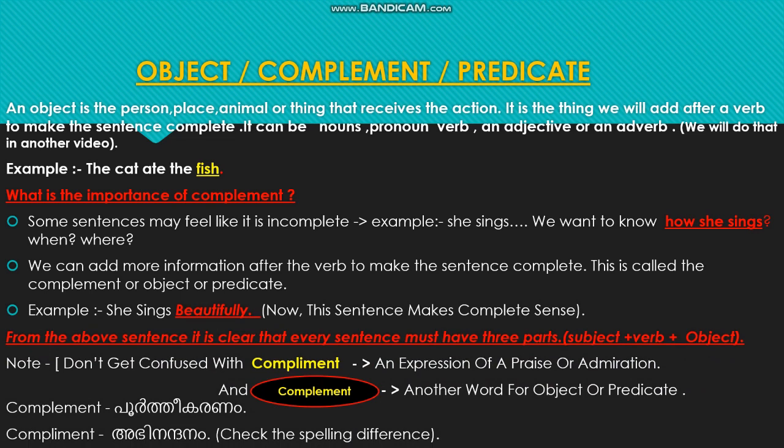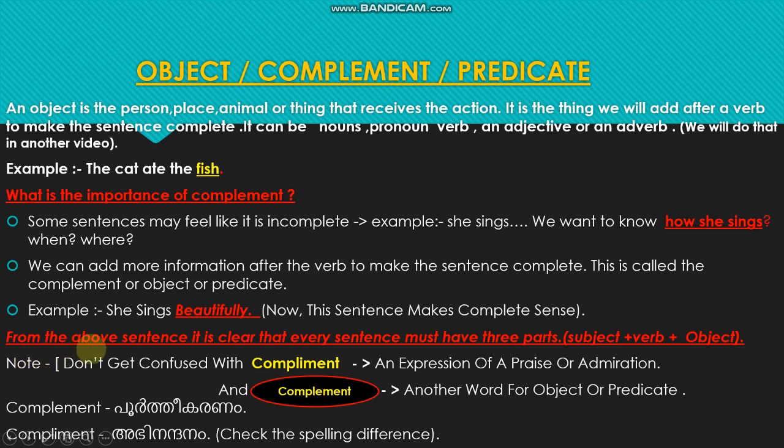Example, she sings beautifully. This "beautifully" can also be an adverb of manner, as said here. It is an adverb. Now, this sentence makes complete sense. From the above sentence, it is clear that every sentence must have three parts, which is SVO, as we learned earlier: subject plus verb plus object.